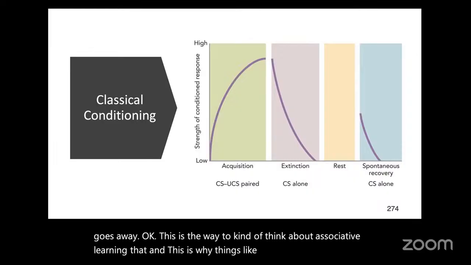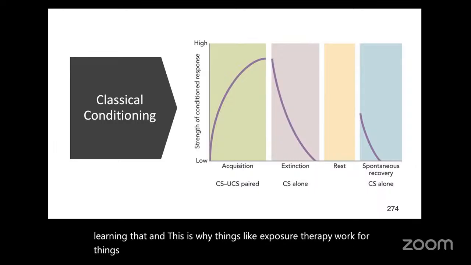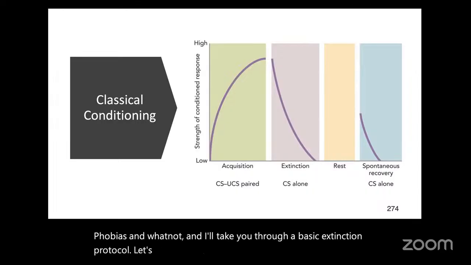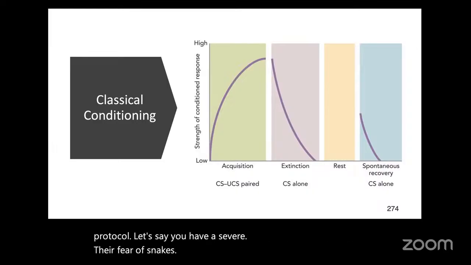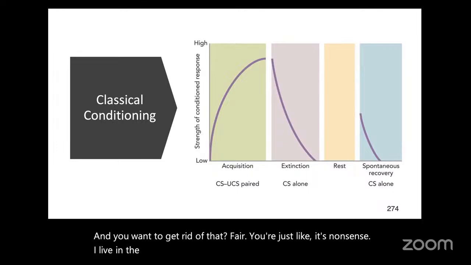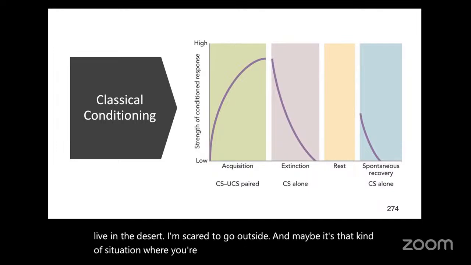Okay, this is the way to think about associative learning, and this is why things like exposure therapy work for things like post-traumatic stress disorder, phobias, and whatnot. And I'll take you through a basic extinction protocol. Let's say you have a severe fear of snakes and you want to get rid of that fear. You're just like, it's nonsense. I live in the desert. I'm scared to go outside. Maybe it's that kind of situation where you're just so fearful of snakes.